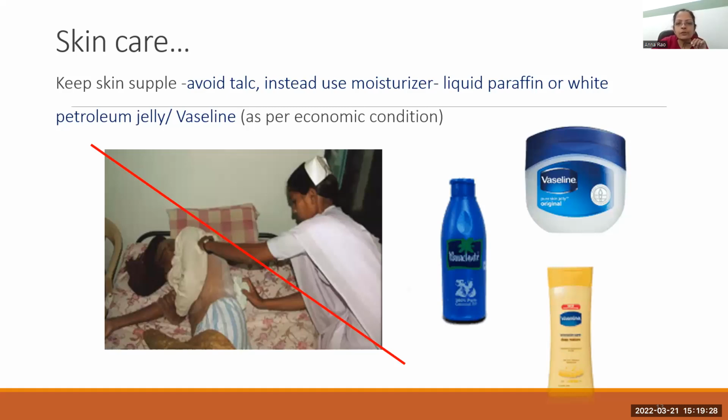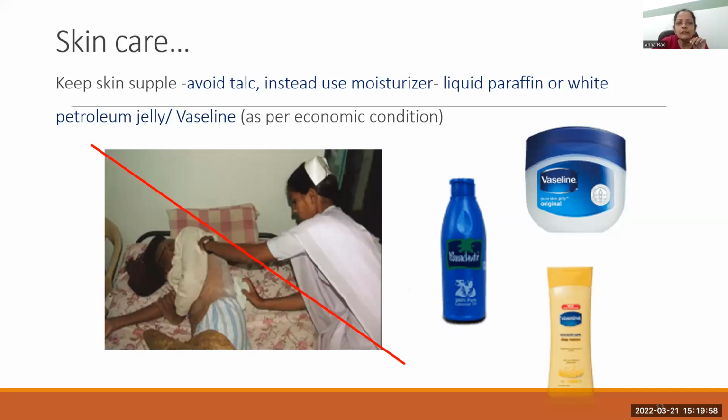So in skincare, what to do? After a good bed bath, always dry it thoroughly, right? Pat drying is the best; do not rub the towel very vigorously against the skin, because the skin will be very fragile in our patients, right? And we always see to it that the skin is supple.